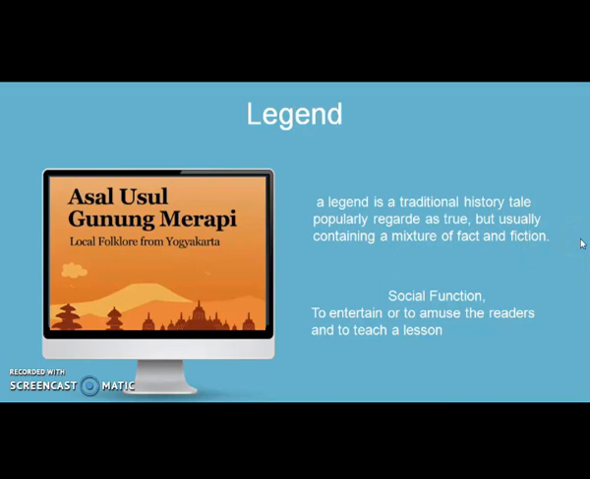Contohnya, jika kita lihat legenda Tangkuban Perahu, itu kemungkinan tidak 100% fakta atau juga tidak 100% fiksi, namun bukti atau faktanya benar-benar ada buktinya, yaitu Gunung Tangkuban Perahu itu sendiri. Lalu the social function masih sama, to entertain or to amuse the readers and to teach a lesson. Nah, jadi selain untuk entertain the readers, juga untuk teach a lesson.